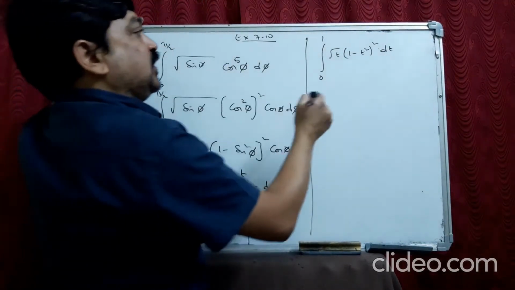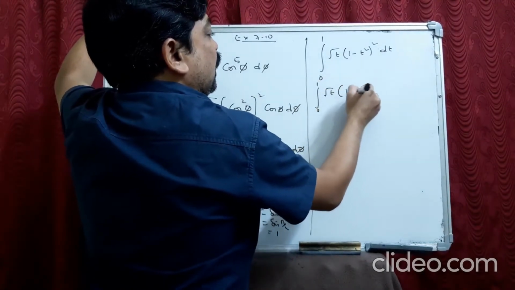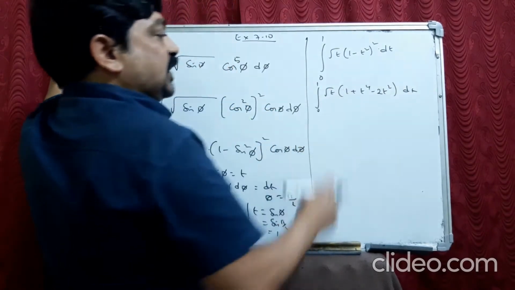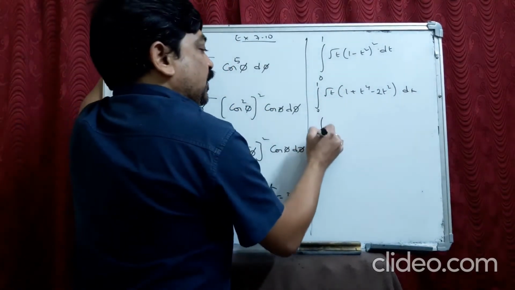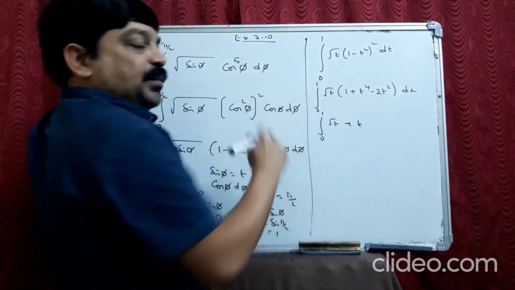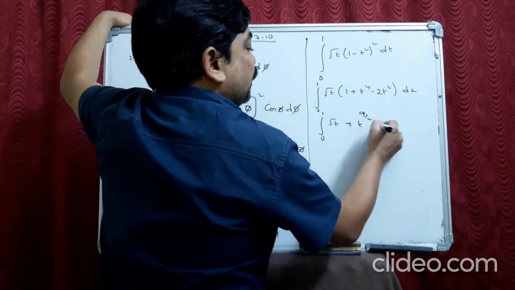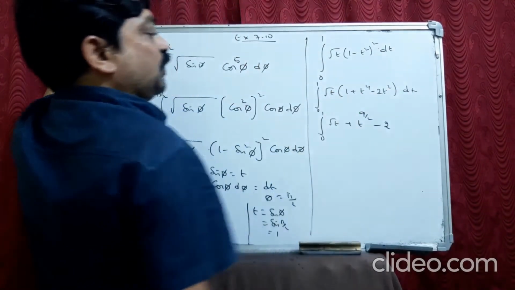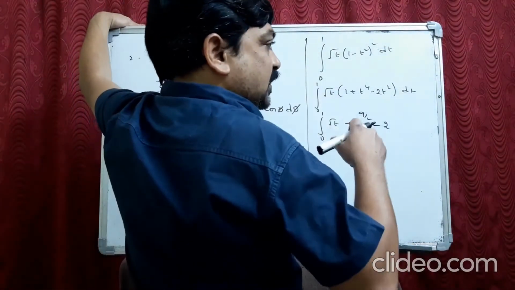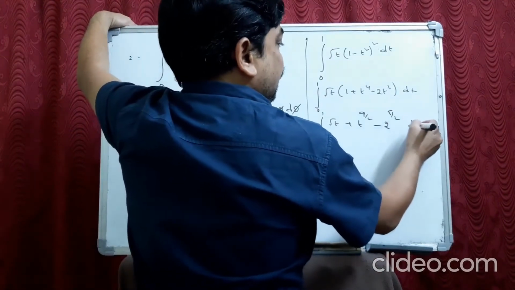Now let us expand this. 0 to 1, root t into 1 plus t power 4 minus 2t square dt. Let us send root t inside. So it becomes 0 to 1, t power 4 and t power 1 by 2, so 4 plus 1 by 2 it becomes 9 by 2, minus 2 into t square and t power 1 by 2, 2 plus 1 by 2. The bases are same, so the powers are added. 2 plus 1 by 2 becomes 5 by 2 dt.